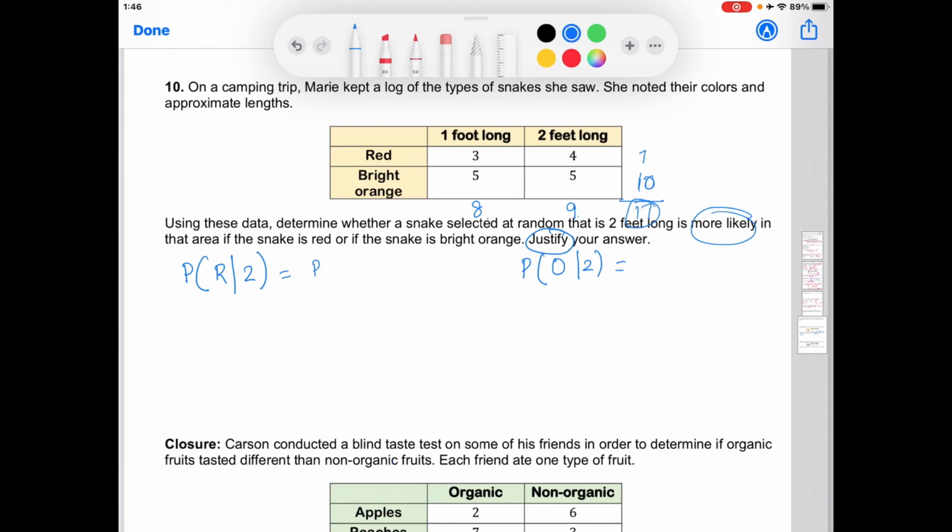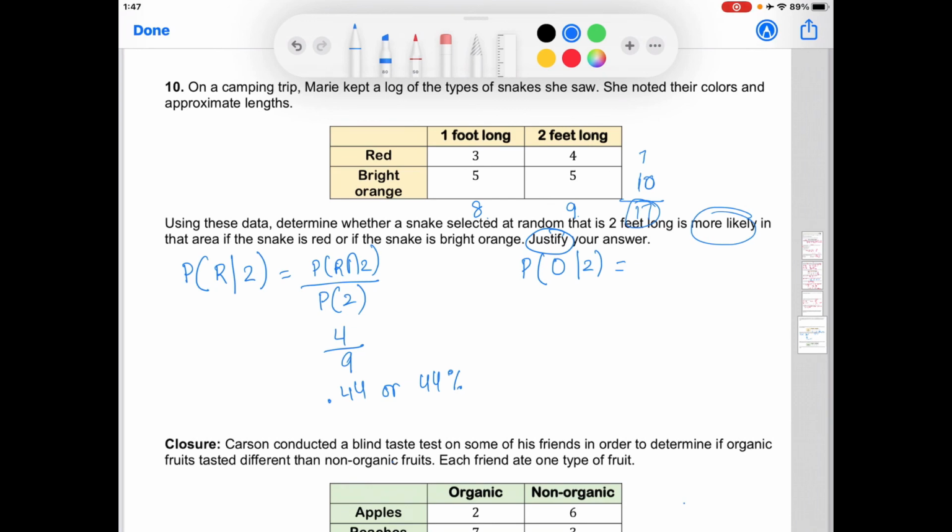So again, what is probability of R given 2, or red snake given it's 2 feet long? It's the intersection of the two events, so it will be probability of R and 2 over the given, right? So how do I find the intersection? I'm just going to look for the overlap. So the probability of red is this row, and the probability of 2 is this. Where is the overlap happening? It is happening at 4, right? So my numerator is going to be 4 over, what's the probability of 2? Probability of 2 snakes is 9. So this is 4 over 9, which is 0.44, or I can say 44%.